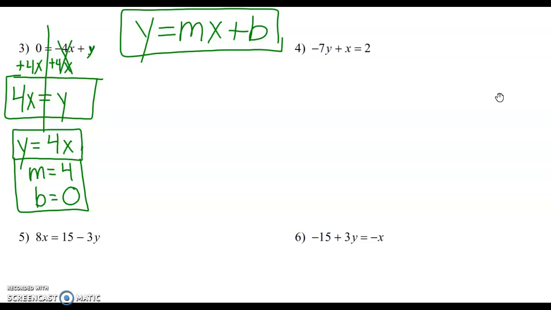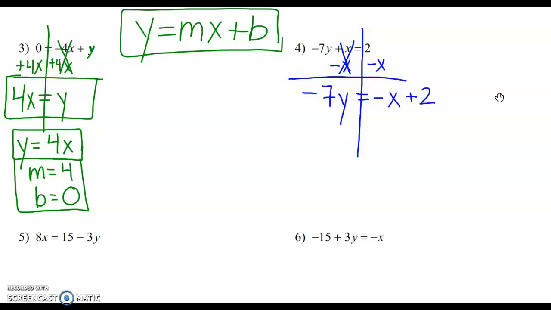So number 4, what's keeping y from being alone? First, I would move the plus x. To move a plus x, I would subtract x to the other side. Cancel and clean. I'm at negative 7y equals, you can't actually subtract x from 2 because they're not like terms. So you write your x and then your non-x, called your constant. So you have negative x plus 2.